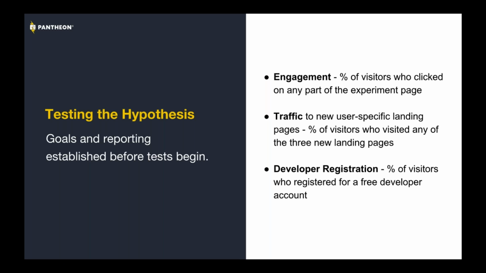So the 3 things we were testing were engagement, the percent of visitors who clicked on any part of the experiment page. So we wanted to just, in general, see, does this new messaging, this new homepage, increase the number of clicks versus the old page? Next was traffic. Does this new homepage drive traffic to our tools pages more so than the old page? And finally, developer registration. Does this new page drive more developers or fewer developers?